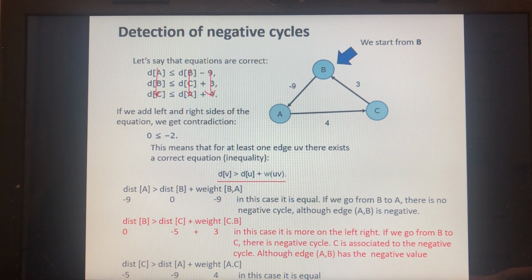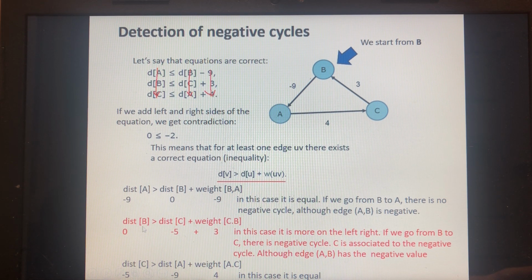So in this case it is equal, so this inequality is not correct. Because in this case it is equal, yes, minus 9 is equal to minus 9.